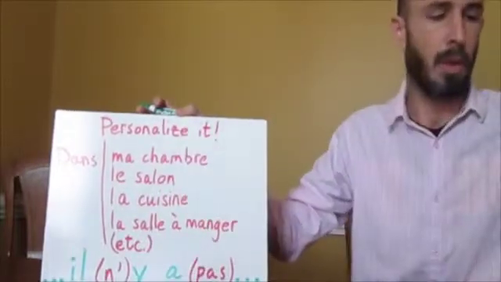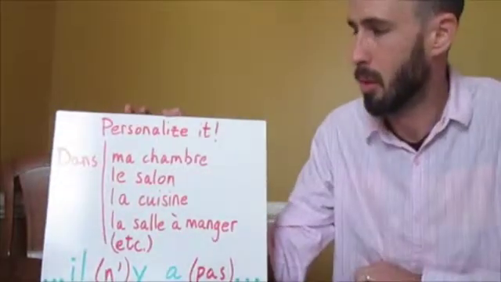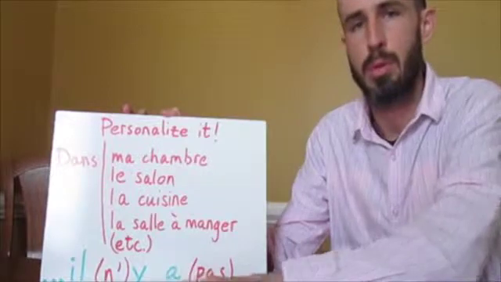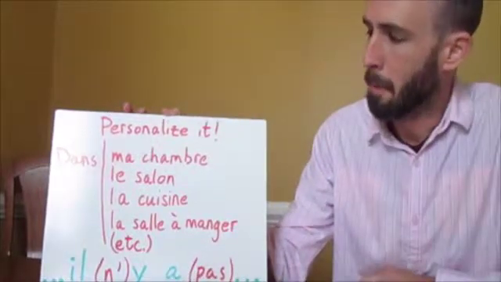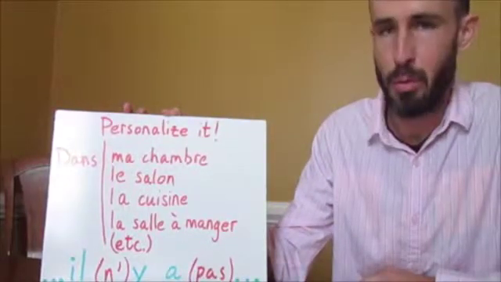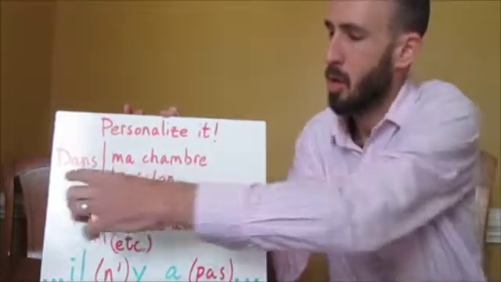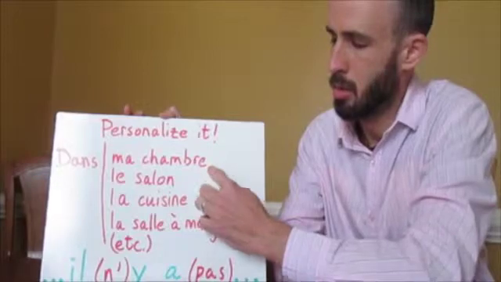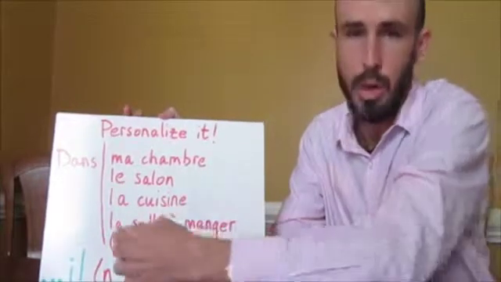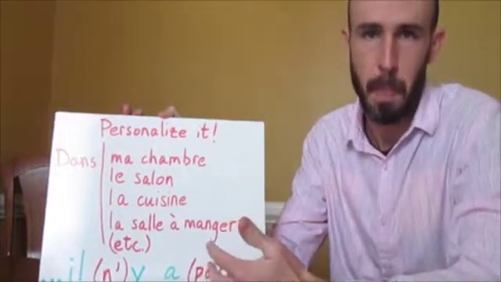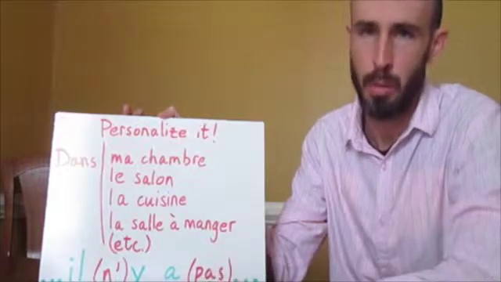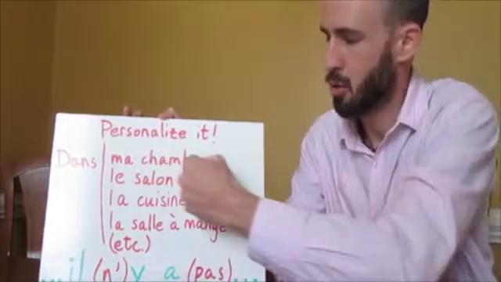Now, to wrap this up, personalize it. On a scratch sheet of paper, think about your place. Write a couple of sentences. Dans ma chambre, il y a or il n'y a pas such and such. See what you can come up with. Think about ma chambre, your room.